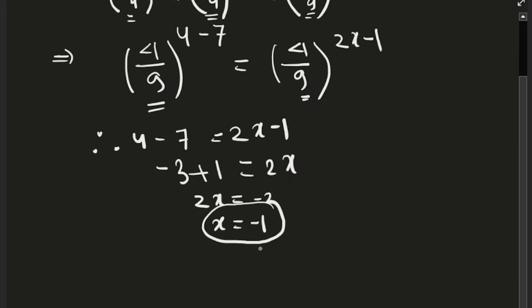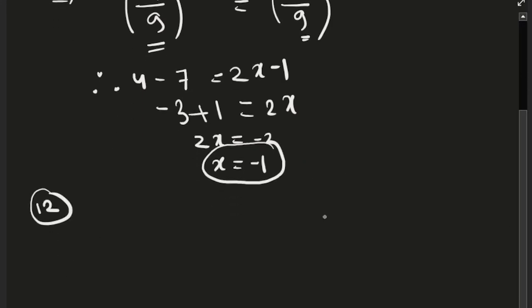Now let's do question number 12. The question is: by what number should this be divided so that the quotient may be this? Let us assume that (minus 2/3) to the power of minus 3 is divided by x to make a quotient of (4/27) to the power of minus 2.